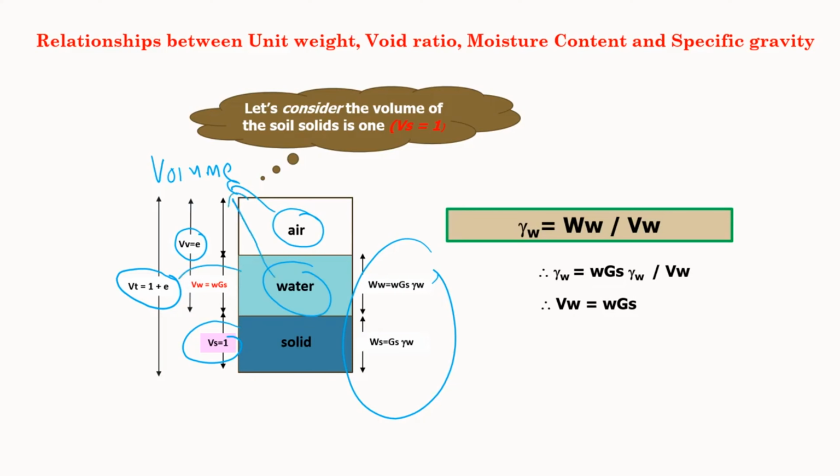So let's start with volume of water. We use the basic equation of unit weight of water. We know that unit weight of water is equal to weight of water divided by volume of water.